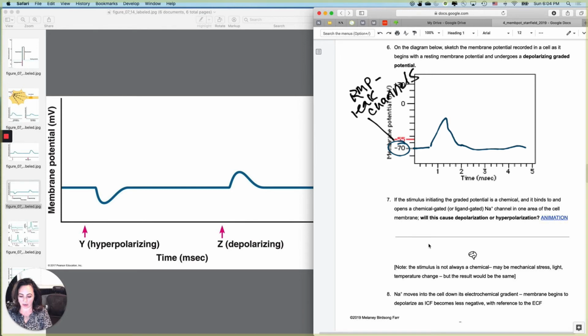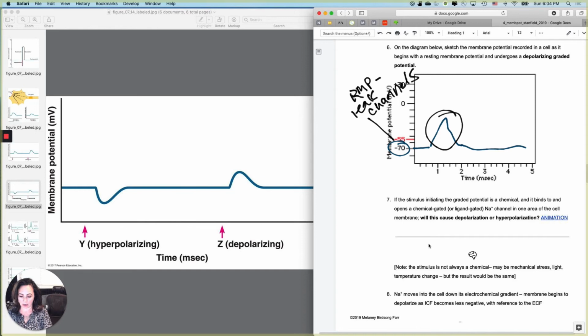Leak channels that allow unequal leaking of sodium and potassium. Okay, next question. What's going on here? What kind of channels, sodium or potassium, gated or leak, and open or closed? So how did I get there?